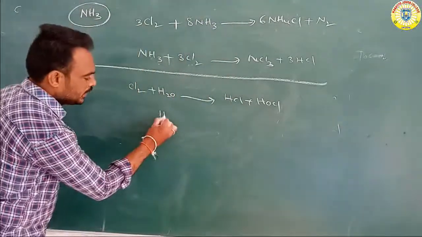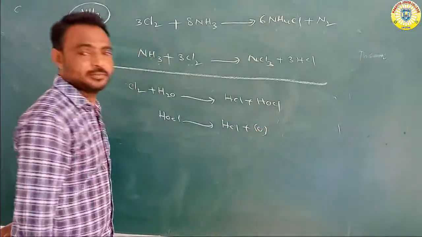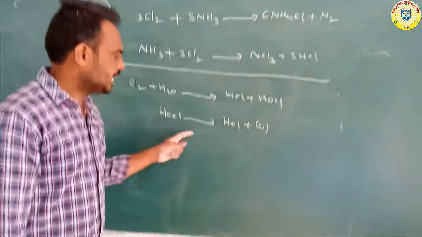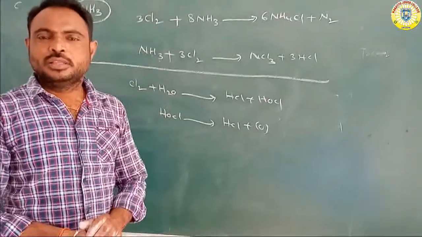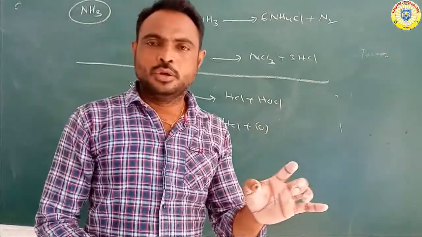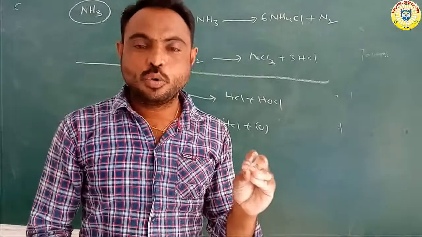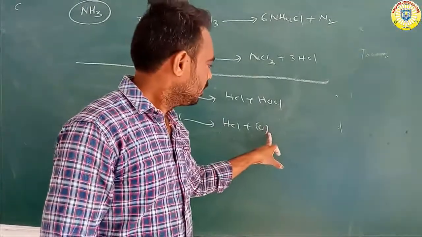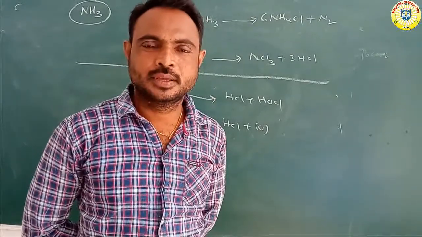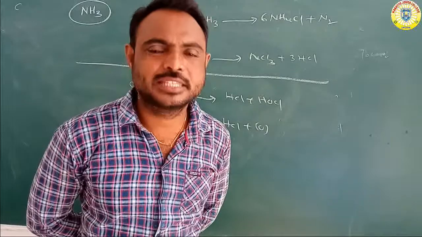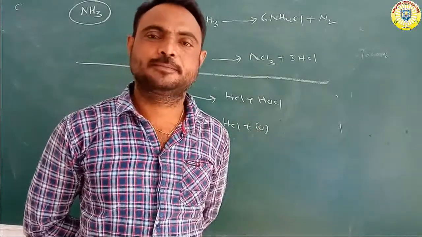Overall, this HOCl is converted to HCl and oxygen. So this oxygen is a good oxidizing agent. Overall, it is called nascent oxygen. This nascent oxygen is mainly used for bleaching purposes.